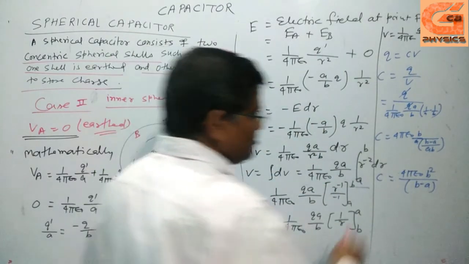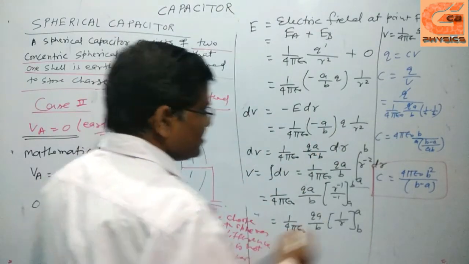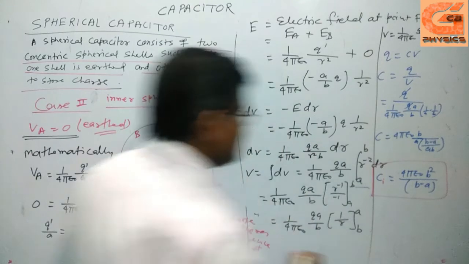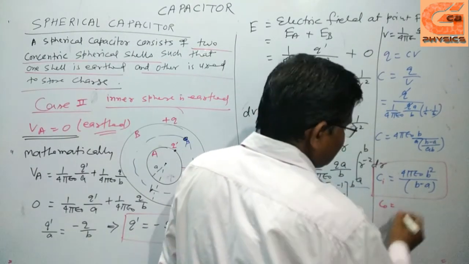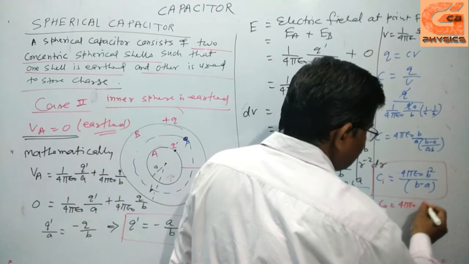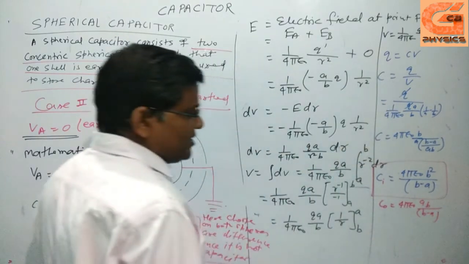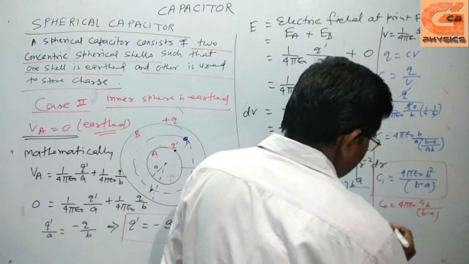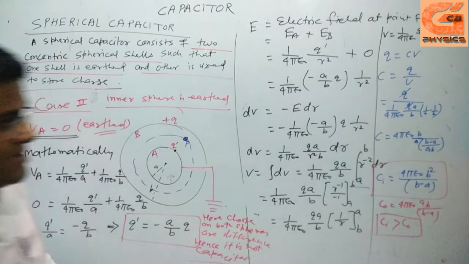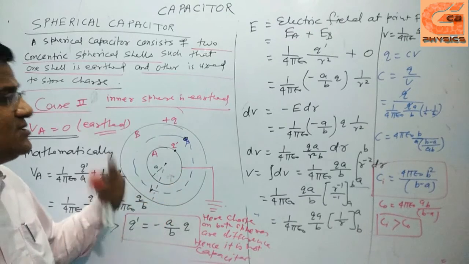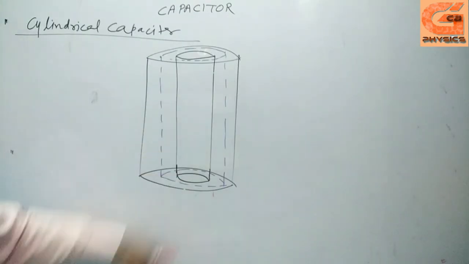Here you can see that this is the capacitance in this case. Means if the inner surface is earthed and if the outer surface is earthed, then the equation is 4 pi epsilon naught AB by B minus A. And here C I is, I think, greater than C naught. Means in this case, capacitance is more than the previous case. Okay. This is the cylindrical case.